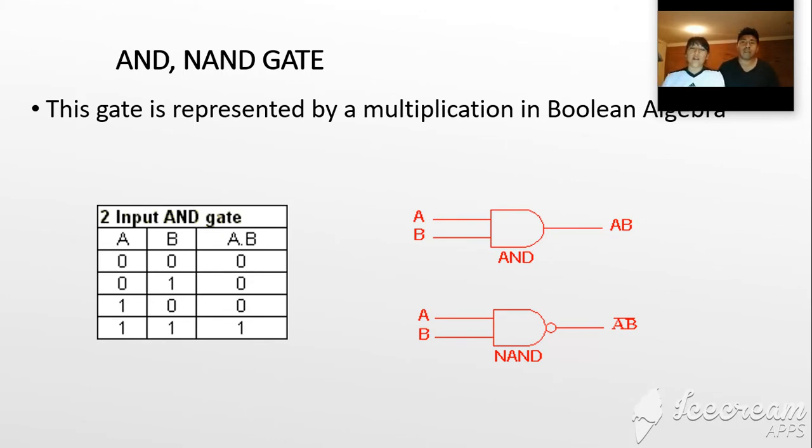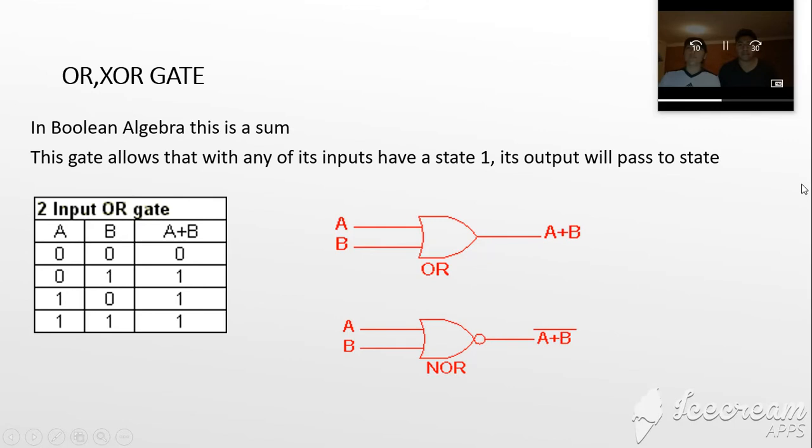The OR gate, in Boolean algebra, is a sum. This gate allows that if any of the inputs has a state 1, the output will reach a state 1. It can be represented by two switches in parallel, where regardless of which one is activated, the passage of current will be possible.